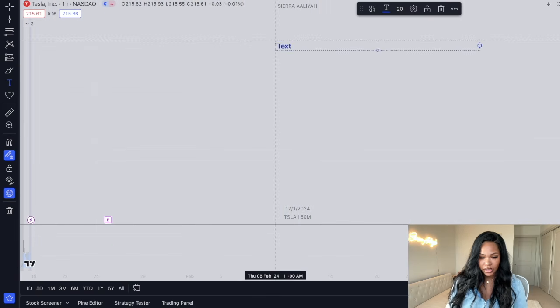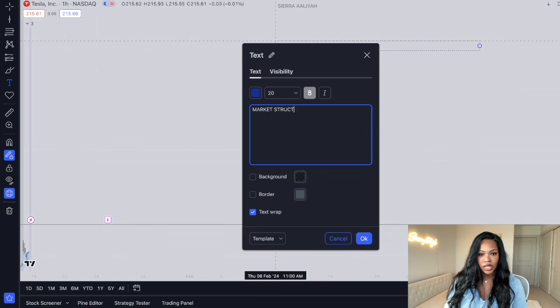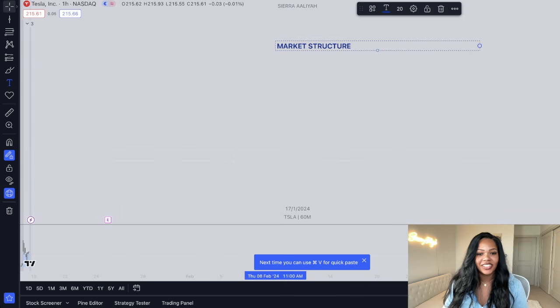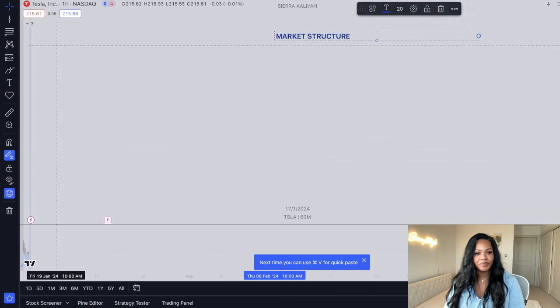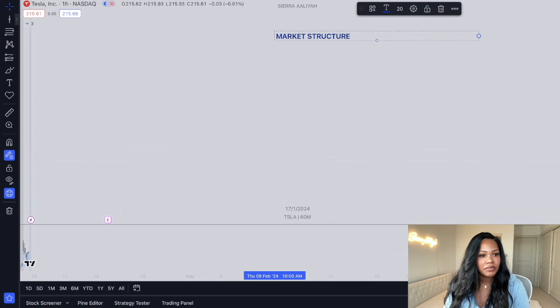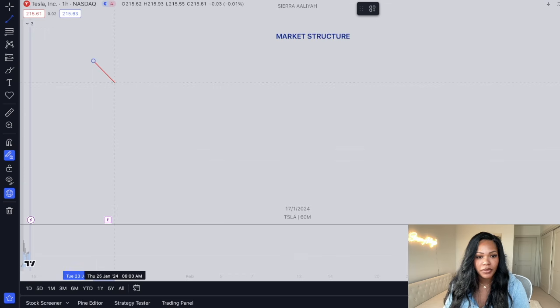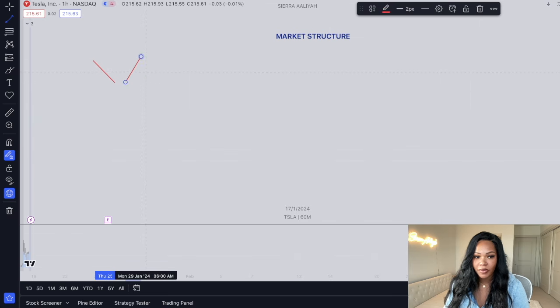So I'm going to put this here. It's going to say market structure. It's going to be real cute and we're going to go from here. So if we remember correctly, the market either moves up, okay, that's definitely down, up, or sideways.